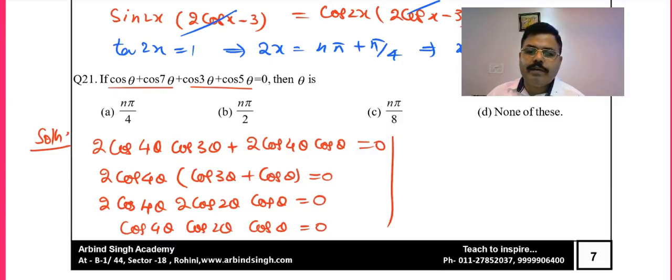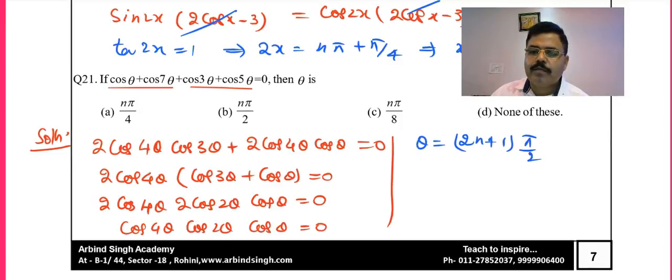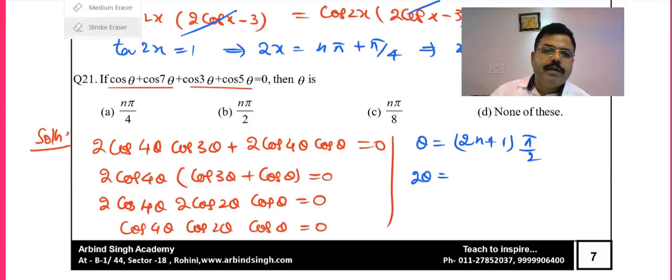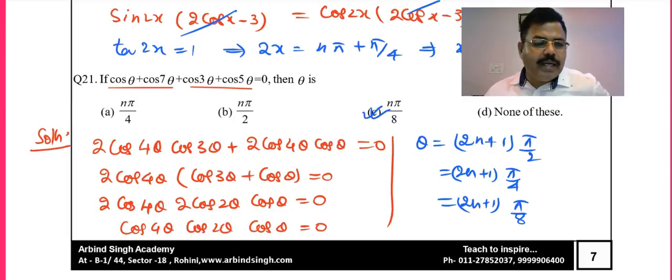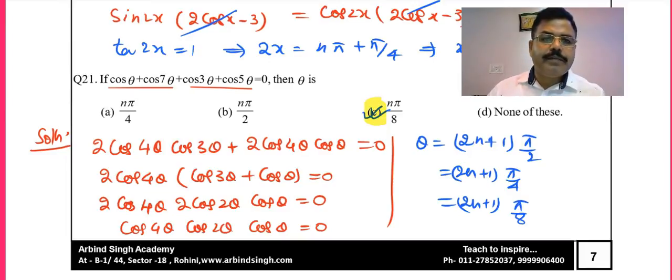Using all these together, cos theta is equal to 0, theta is equal to 2n plus 1 into pi by 2. And 2 theta is also equal to this, so that will be theta is equal to pi by 4. 2 will divide this side, so the value will be either 2n plus 1 into pi by 4 and 2n plus 1 into pi by 8 as well. If n is equal to 0, then pi by 2, pi by 4, pi by 8. n pi by 8 will satisfy all the values, because this is the smallest one. So all will come in between, and therefore the answer will be C. So C will be the answer of this question, and hopefully you will be able to get it.